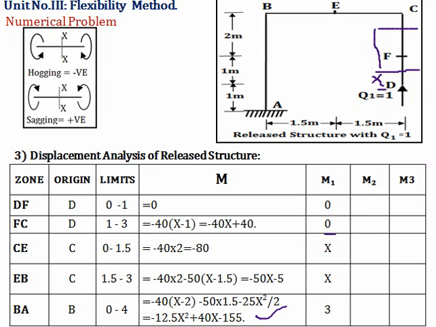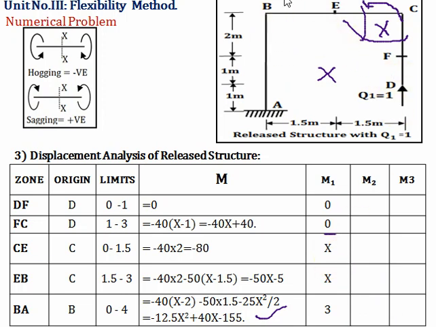Okay. Now we'll take the section in portion EC. Measure x from point C. This force will act like this. So it will be 1 into x, that is x. The nature of bending moment will be sagging, since we are standing inside the frame. So it is plus x here.